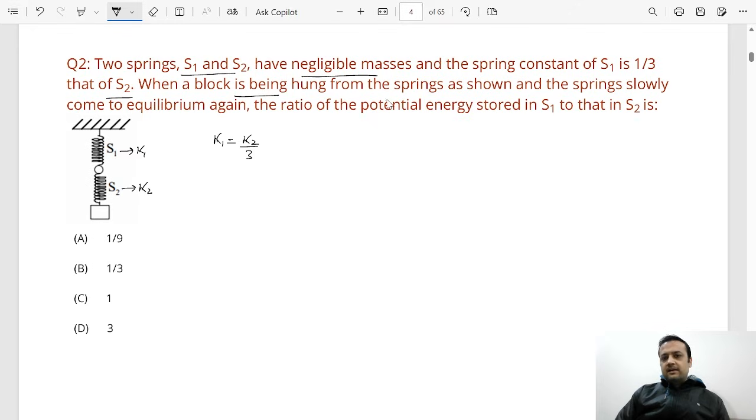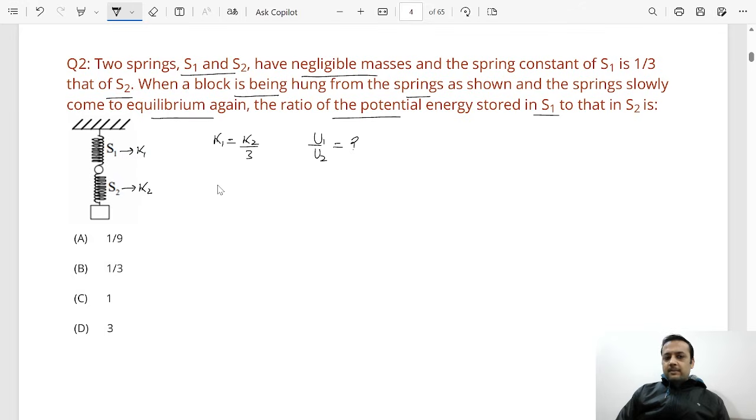When a block is hung from the springs as shown, the springs slowly come to equilibrium again. We have to find the ratio of potential energy in S1 to that of S2. That means we have to compute U1 by U2. Now, if you look at this situation, the springs are in series. Yes or no? Springs are in series.